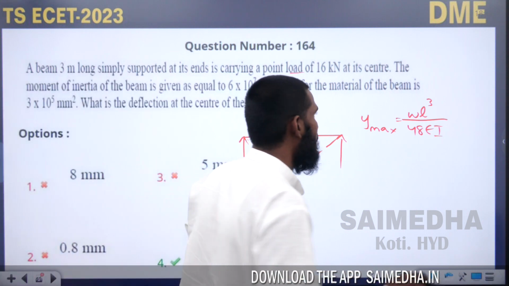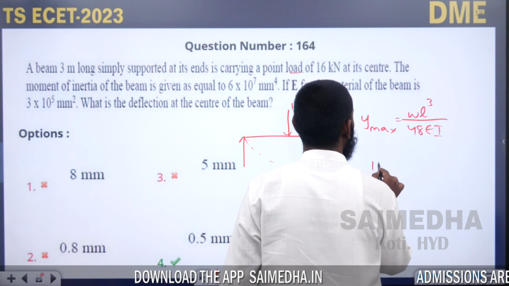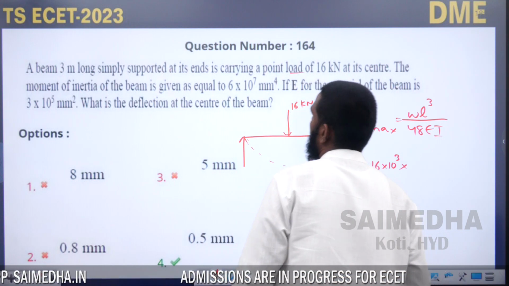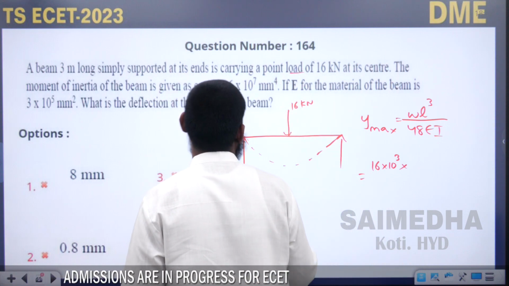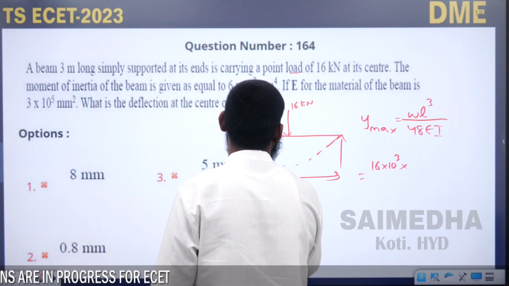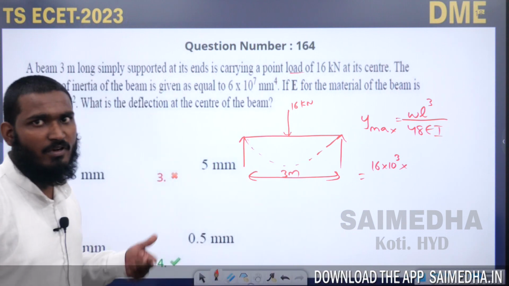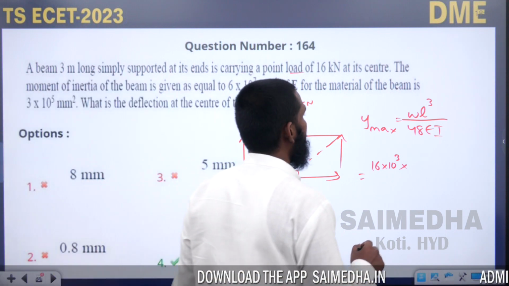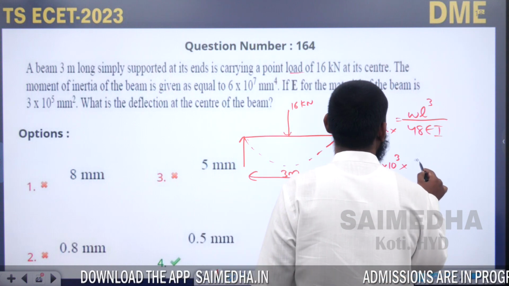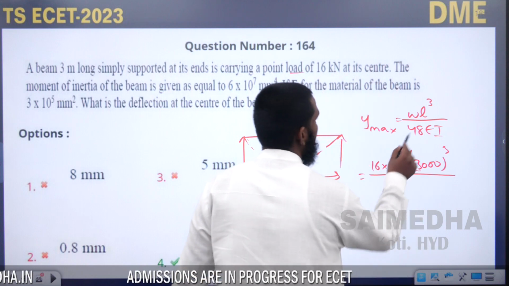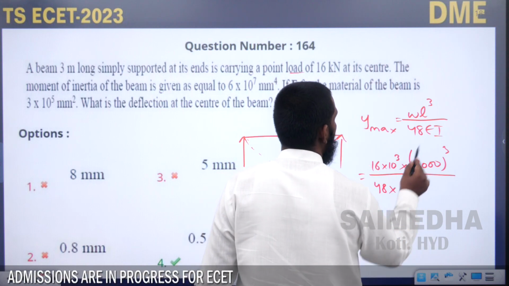Kilo means we have to convert into newtons. So it is equal to 16 into 10 cube. What is L? Length is given over here, 3 meters. Again, as we are having the answer in mm, that part also we have to convert. 3 meters we are converting into mm, which means we write it as 3000. Again, whole cube, divided by 48 we have taken into E value.